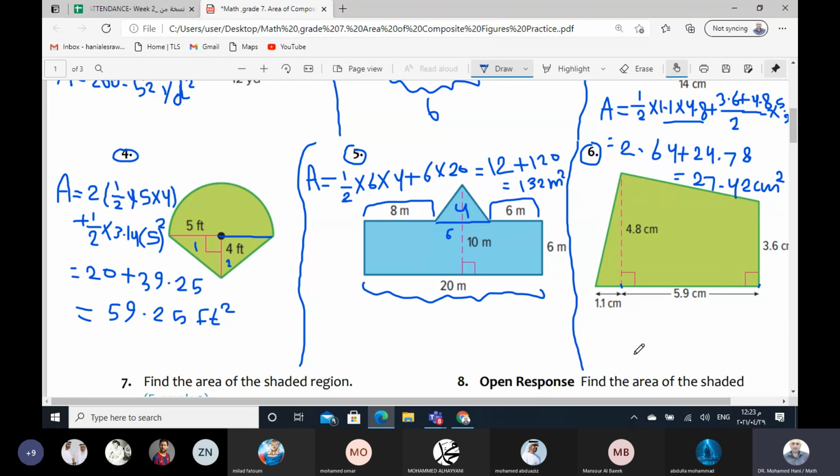Who has any question here? Master, the triangle at the left, do we count it or it was the shape? Do we count it or with the shape? I didn't understand what you mean.